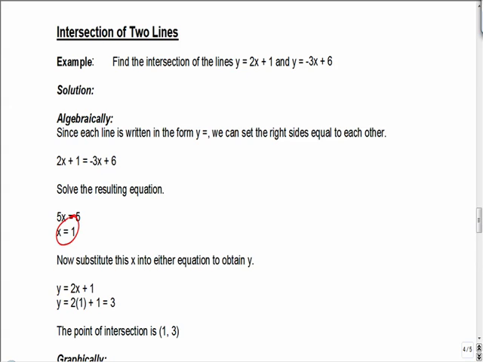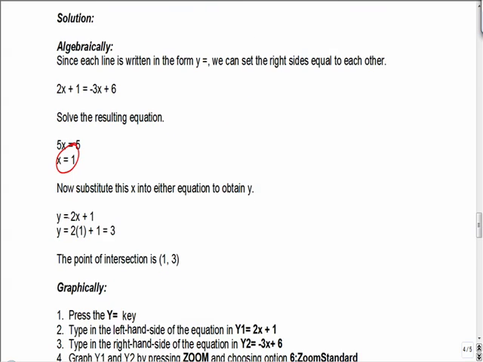Now remember, I need not only the x but the y, so I substitute this x into either equation to obtain y. So if I substitute into y equals 2x plus 1, I get y equals 2 times 1 plus 1, or 3. So the point of intersection is the point (1, 3).